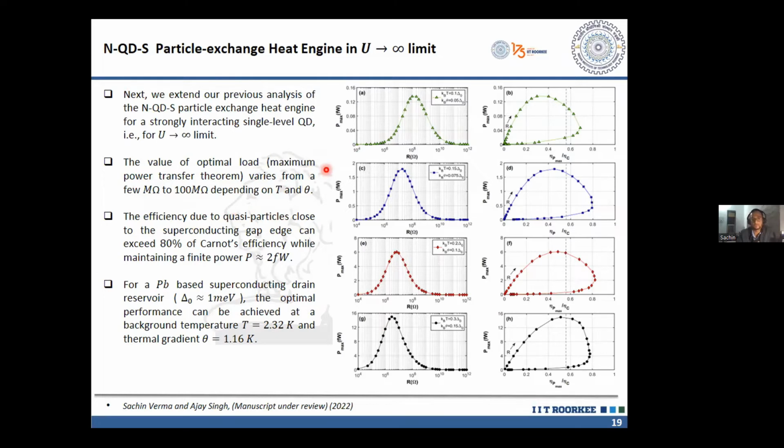Now we predicted an experimental setup, so one can actually see this kind of result if one considers a lead-based superconducting drain reservoir, which has a superconducting energy gap of 1 meV. We estimate that the optimal performance can be achieved at a background temperature of 2.3 Kelvin and with a thermal gradient of 1.16 Kelvin.